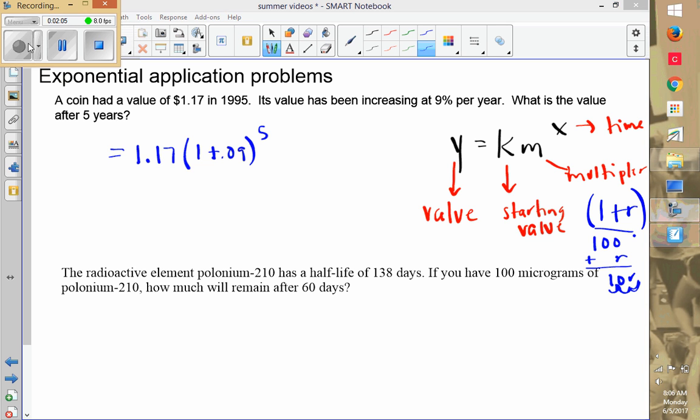So at this point in time, you're going to just take your calculator out, type this in, and the value is equal to 1.80. Now, normally I would say round to 3 decimal places, but with money, you always round to the cents because that's what money is dealt in.